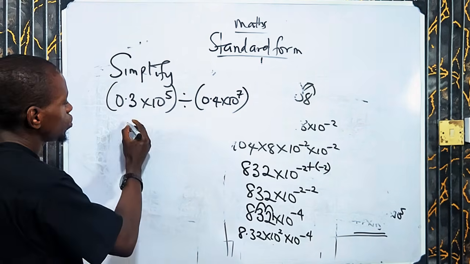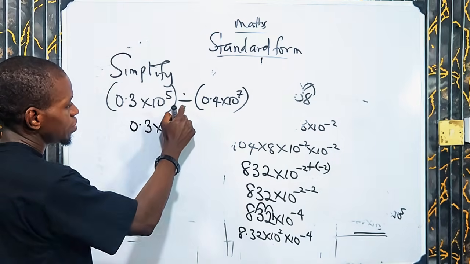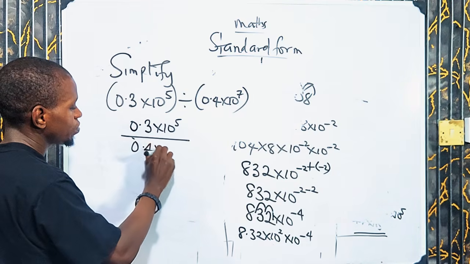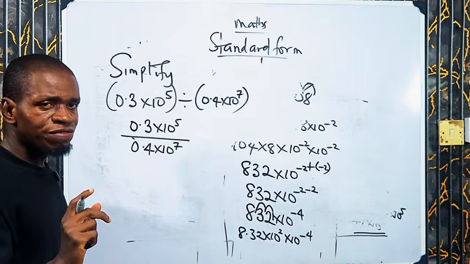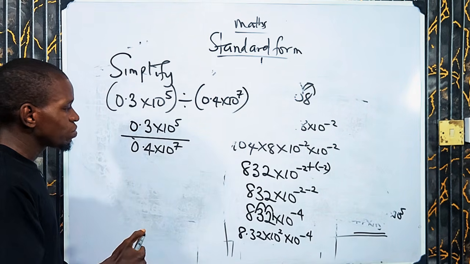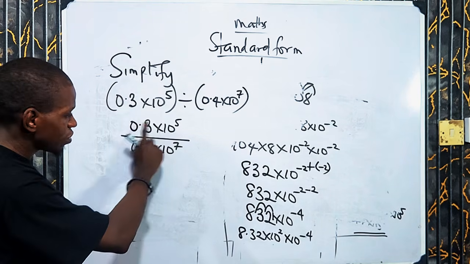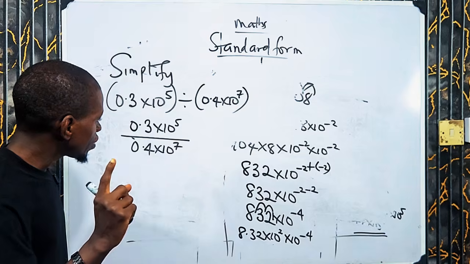Very simple. You just say 0.3 times 10 raised to the power 5, this is divided by what? 0.4 times 10 raised to the power what? 7. Before you start solving now, what is the first thing that you need to do? If you want to solve this question, please, you need to express those numbers in standard form. You know, this is not a standard form. How did I know that this is not a standard form?